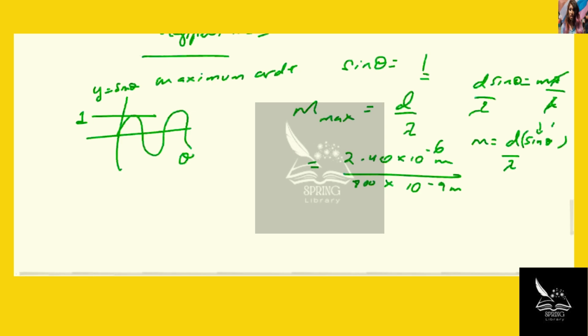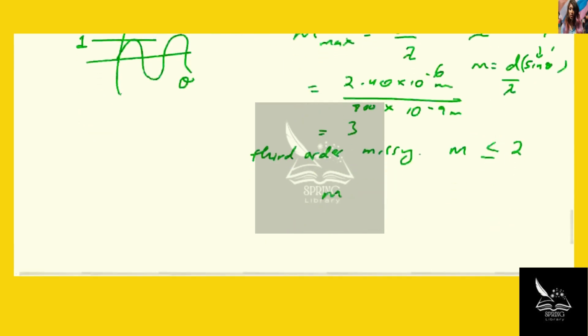And so our final step, we're going to get 3, but we have the third order missing. The third order is missing, so it means that m has to be less than or equal to 2. And so the values of m are 0, 1, and 2. And the largest m has to be m equals 2.